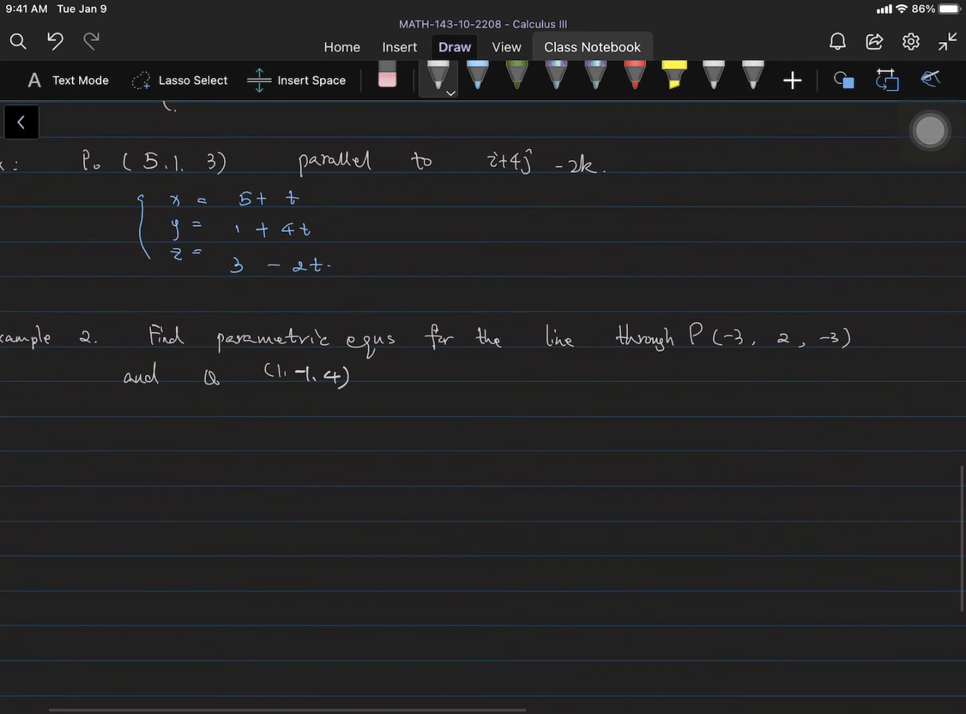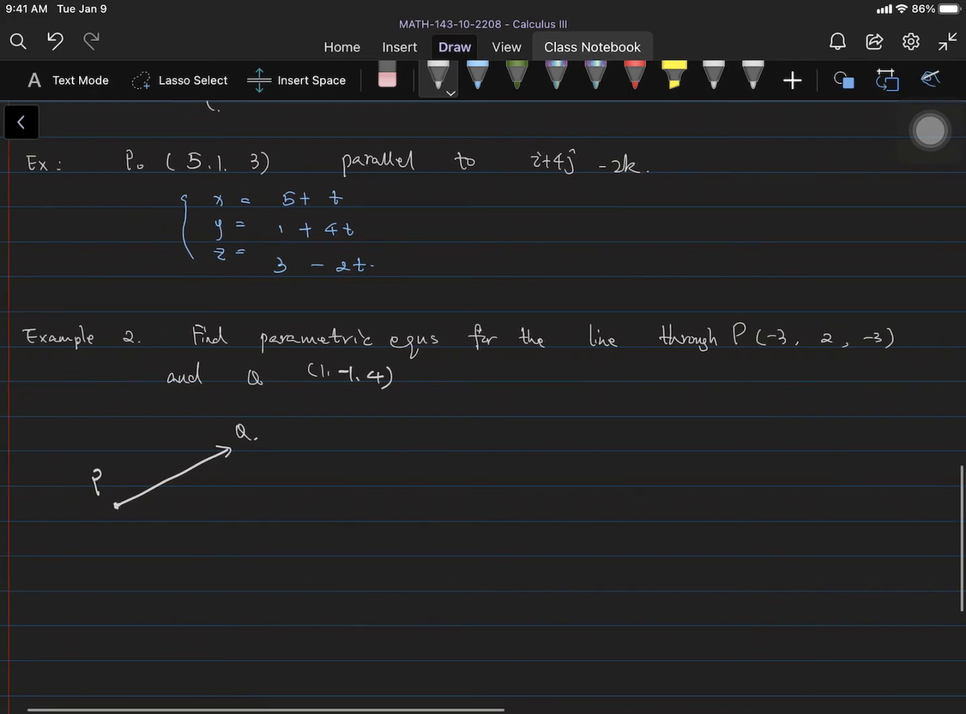So let's draw the graph P and Q. This problem is different from example 1. In example 1, the direction v vector is given. Here we don't have the v vector, but we can find it ourselves. The line passes through those two points, so the direction is the same as the PQ vector.